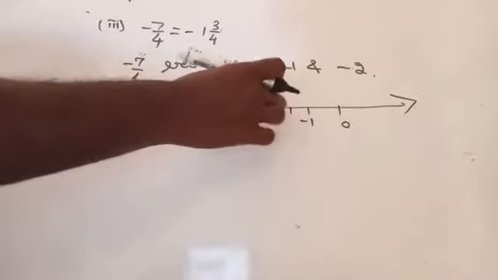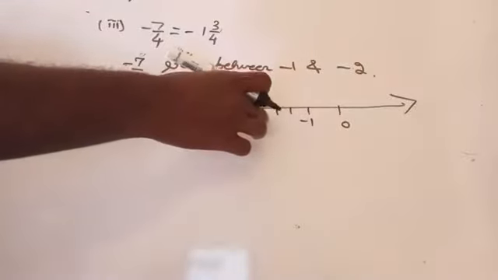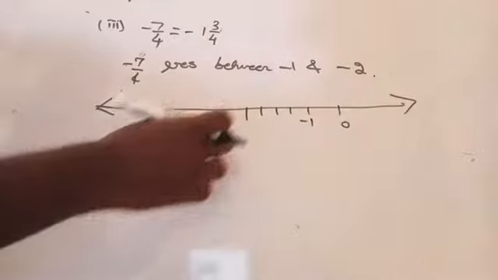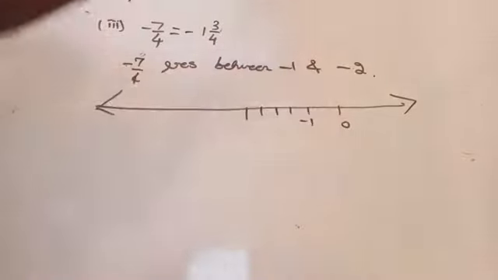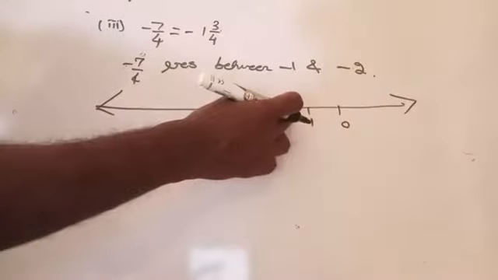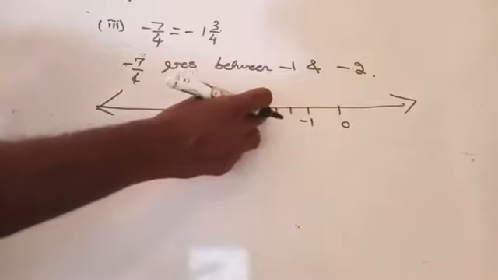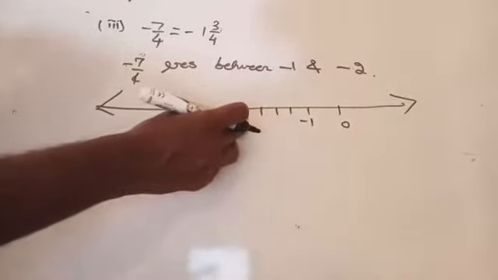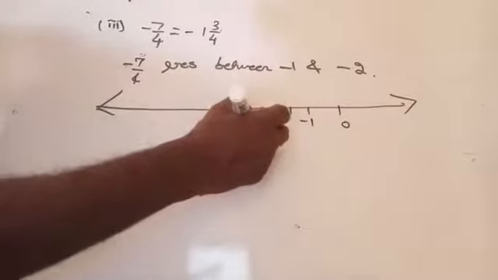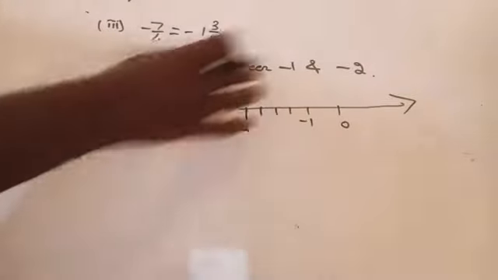Minus 1 by 4, minus 2 by 4, minus 3 by 4, minus 4 by 4. 0, minus 1 by 4, minus 2 by 4, minus 3 by 4, minus 4 by 4. Then after that minus 5 by 4, minus 6 by 4, minus 7 by 4, minus 8 by 4. That means minus 2. Am I right? So it is minus 2, minus 1 and minus 2.